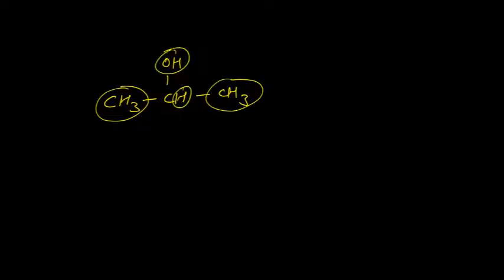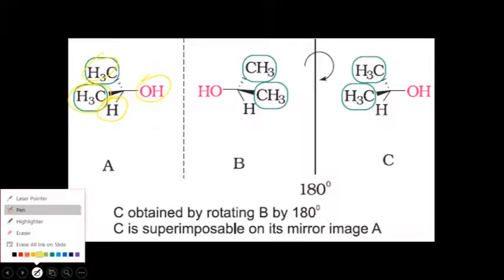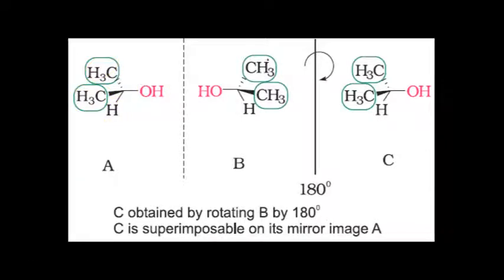Propan-2-ol is CH3CHOHCH3. This carbon has 2 methyl groups, 1 hydrogen and 1 hydroxyl group. Now the mirror image. This is the mirror, and the mirror image will look like this.